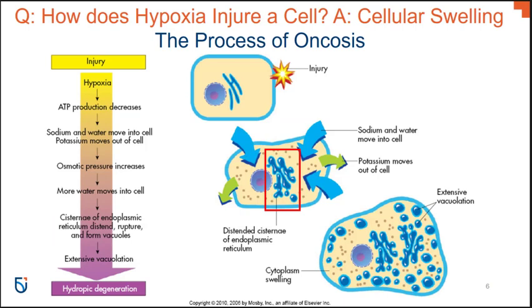How does hypoxia injure a cell? Well, ultimately by causing what's referred to as oncosis, which is really cellular swelling. So we're going to talk about the process of oncosis on this slide. Let's start with the image on your left. When a cell does not get enough oxygen, or enough oxygen can't reach the cell, we call this hypoxia.